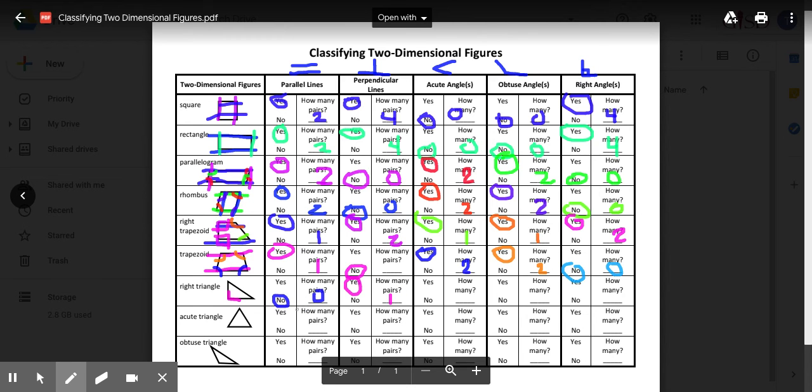How many acute angles? It has 2 acute angles, just like we talked about at the beginning of this video. Your right triangle is 1 right angle and 2 acute angles. So we have yes and 2. Do we have any obtuse angles? The answer to that is no. We do not have any obtuse angles.